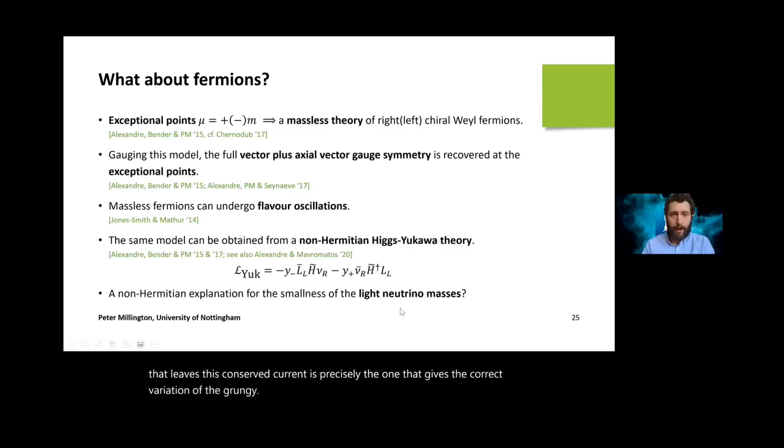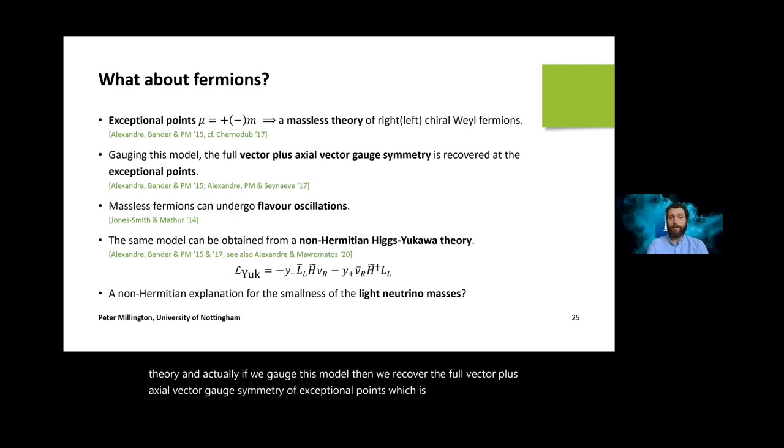So I realize that I'm running out of time, so just to summarize all of these things. What this means is that at the exceptional points, we really have a massless theory of right and left chiral Weyl fermions, even though there's a mass in the theory. And actually, if we gauge this model, then we recover the full vector plus axial vector gauge symmetry at the exceptional points, which is extremely interesting.